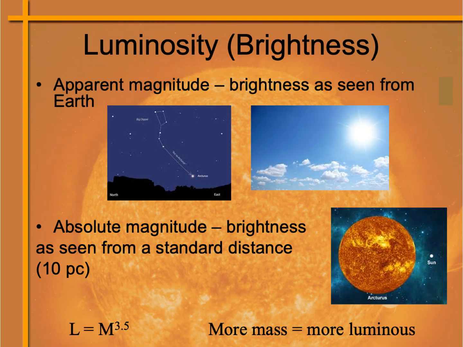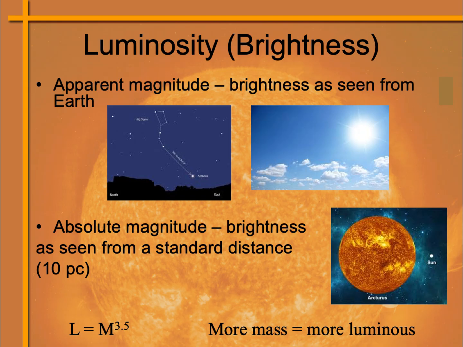Luminosity or brightness is another very important quality of a star. There are 2 different ways to measure a star's brightness. One is called apparent magnitude. If I say that you appear tired, you may or may not be tired, but you look tired to me. Apparent magnitude is a measure of how bright a star looks to us here on Earth. The Sun has the highest apparent magnitude because it's quite close to us, but in reality, it's pretty dim compared to many other stars. Absolute magnitude is a measure of how bright a star actually is.